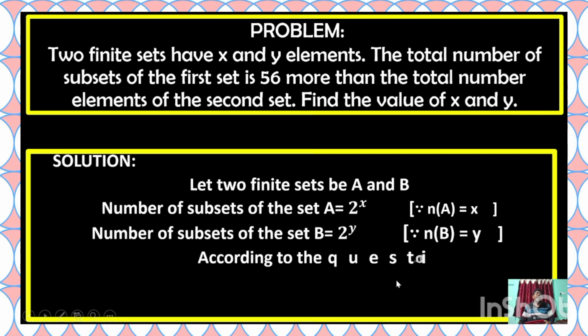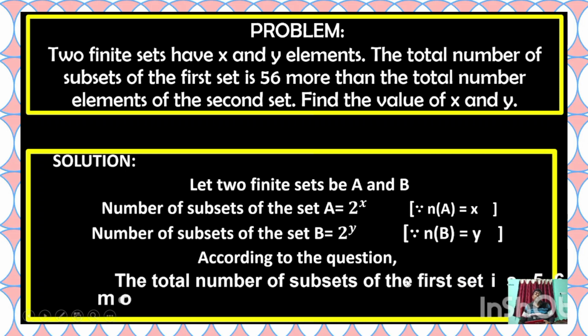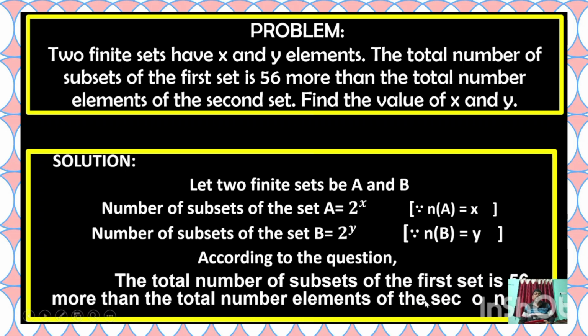But according to the question, it is given that the total number of subsets of the first set is 56 more than the total number of subsets of the second set. Yes or no? Yes. So using this condition, we can write 2 to the power x minus 2 to the power y is equal to 56. The difference between the total number of subsets of the sets A and B is 56. Thus, 2 to the power x minus 2 to the power y is equal to 56.